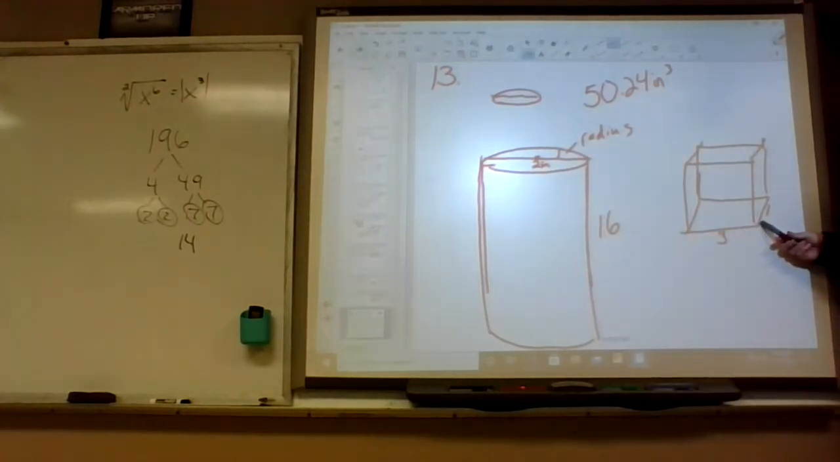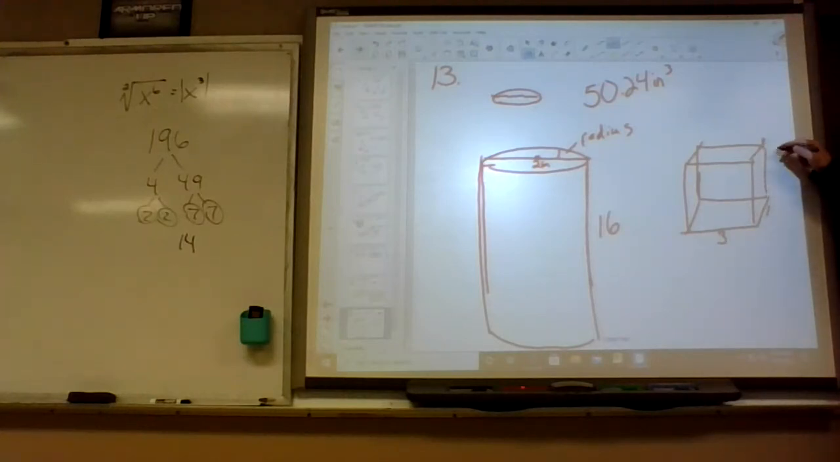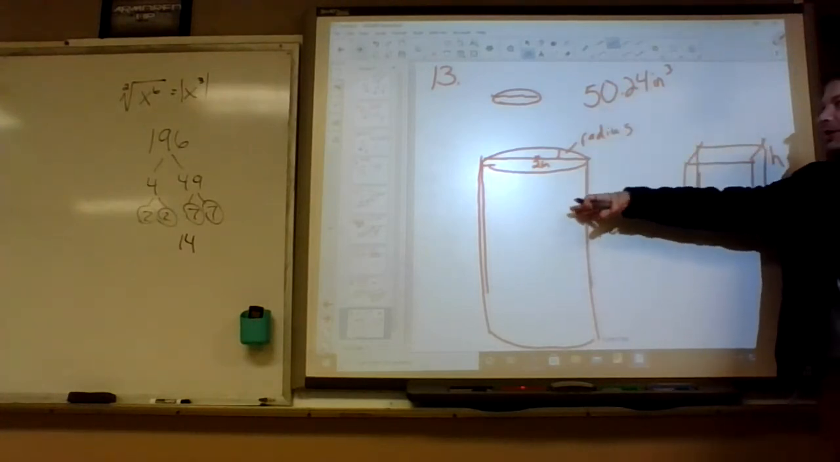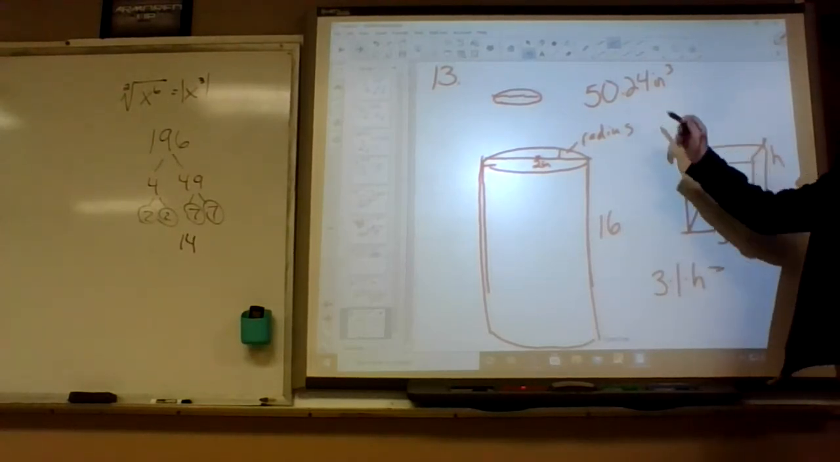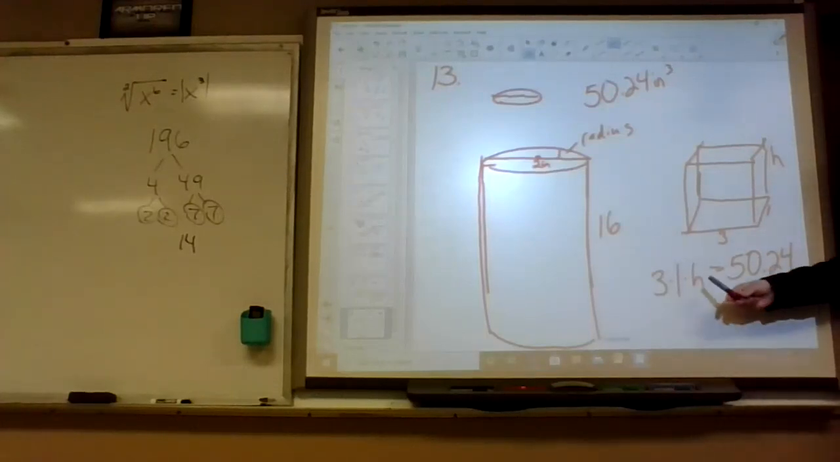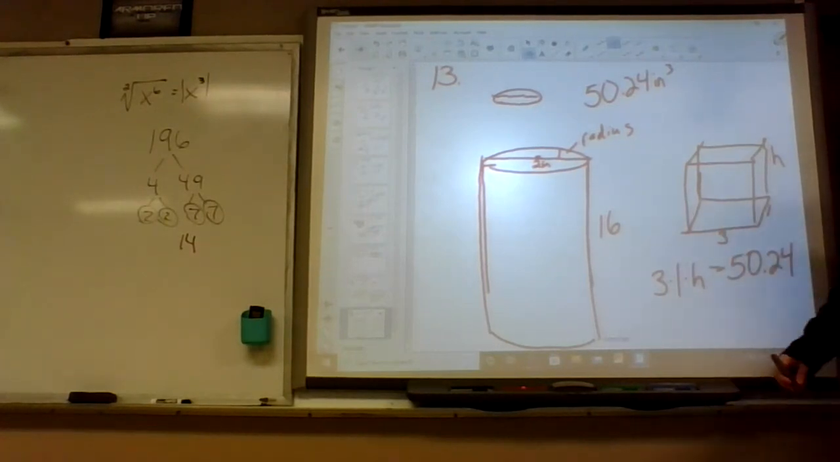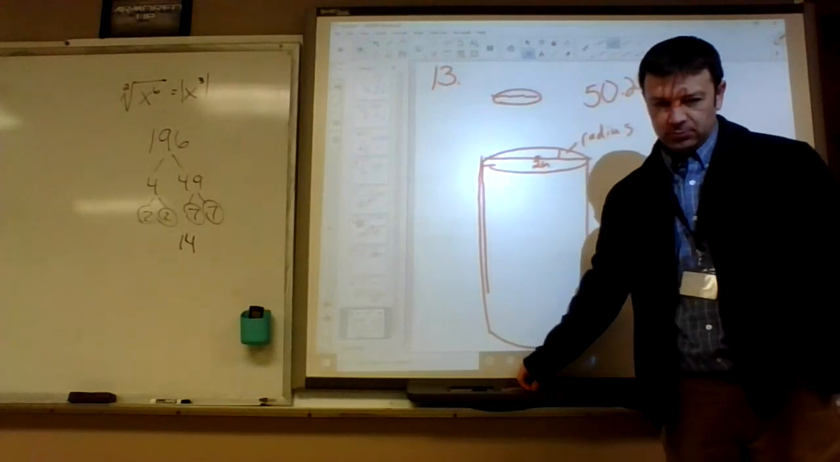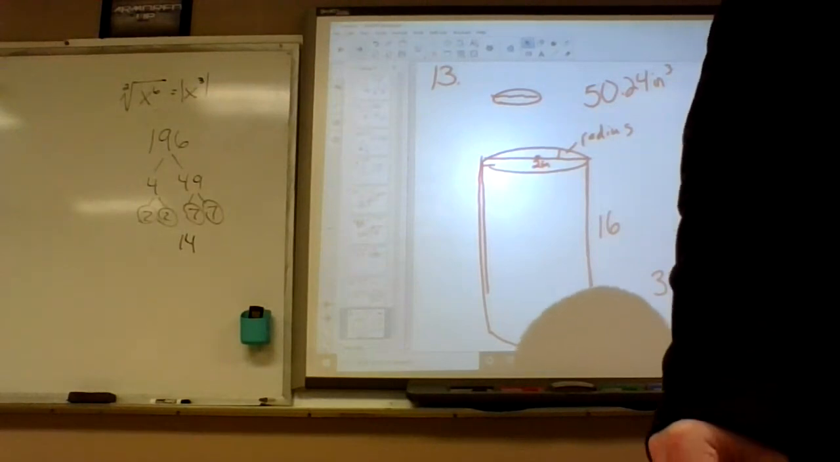Basically, how do you find the volume of a rectangular prism? Length times width times height. 3 times 1 times the height, right? The volume of this prism is going to be the same, because it's all the same iron. So 3 times 1 times h equals 50.24. So basically you just divide by 3. What number are we on? 14. We're done.